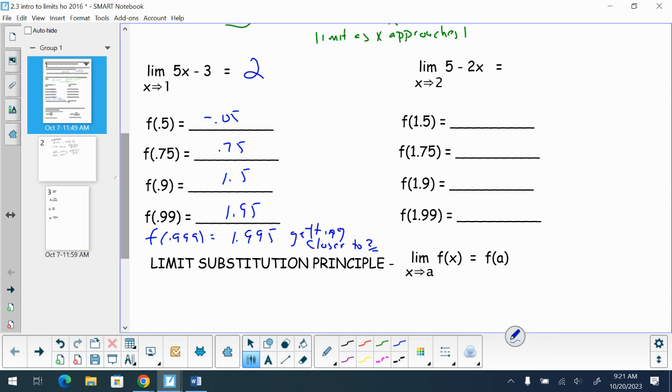Well, what if I had the limit as x approaches 2 of 5 minus 2x? So in my y1, I'm going to type in my 5 minus 2x. And then find your value at 1.5, 1.75, 1.9, 1.99. We're getting closer and closer to the value of 2.